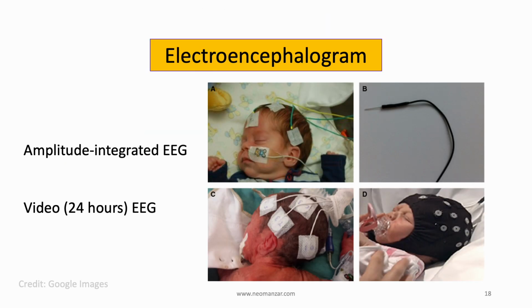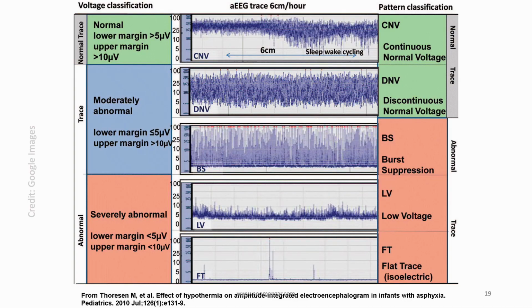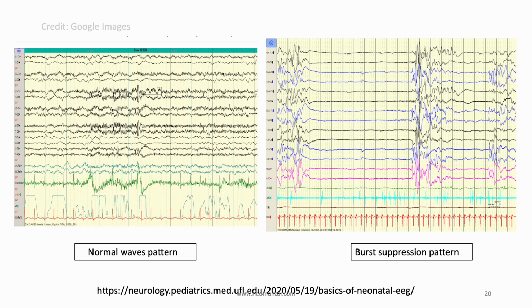What investigations? You can do either a 24-hour EEG or an amplitude integrated EEG, whatever your institution has, and this is a screenshot from an image. These are the different ways you can monitor the brain waves. Of course, if you want to do an EEG, you have to have a neurologist read it for you, and these are the 2 examples.